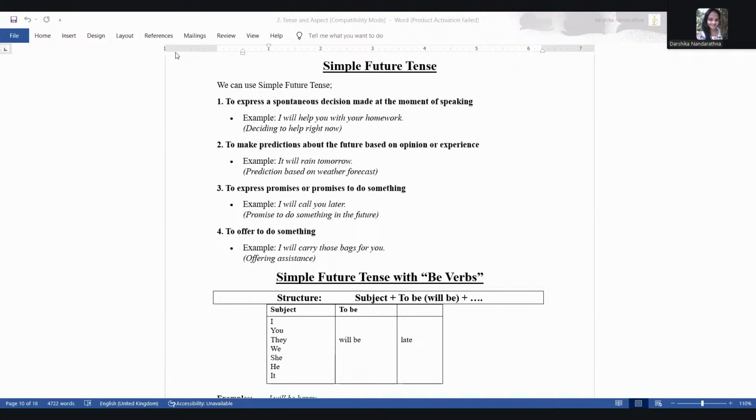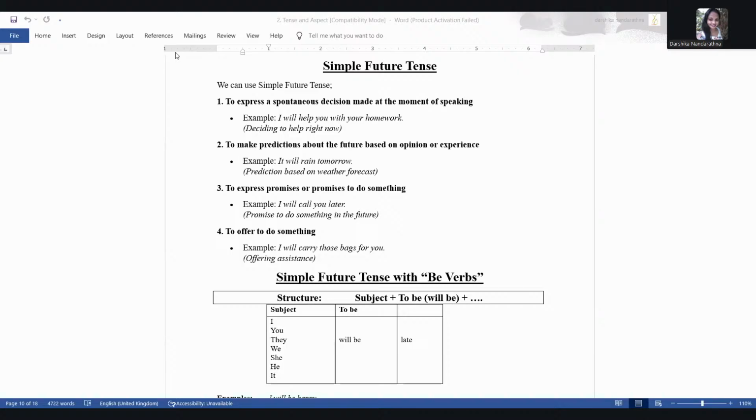To express promises to do something. So when giving promises, we can use simple future tense, like I will call you later. I will meet you tomorrow. So like that, promise to do something in the future. And also to offer to do something. I will carry these bags for you. So that is just an offer there. Offering assistance. So to offer to do something, we can use simple future tense.